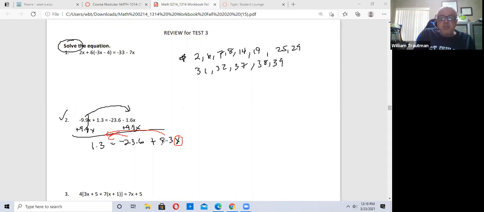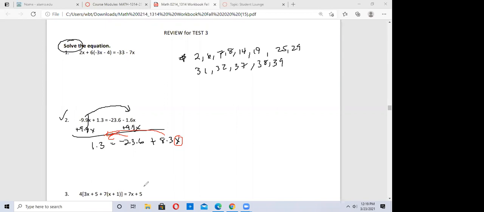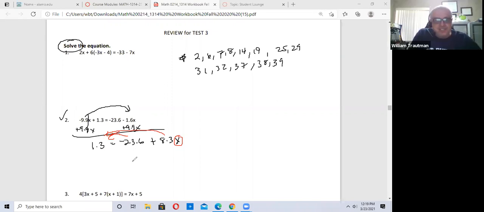Can somebody tell me which one goes to the other side first, the negative 23.6 or the 8.3? Anybody? Oh, no. 23.6. Thank you. I was going to say, oh, we're in big trouble.